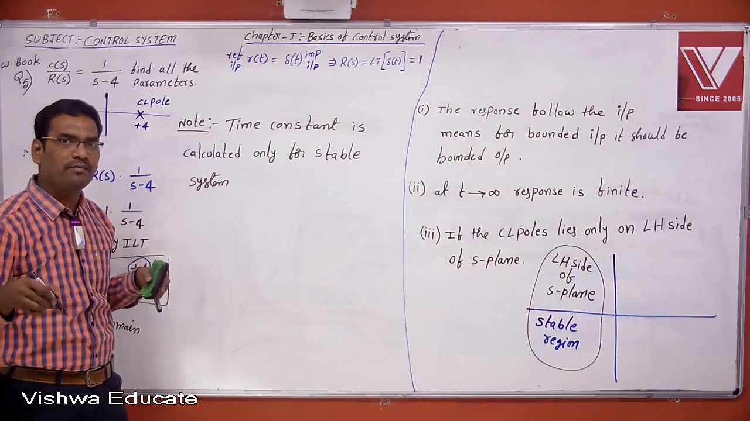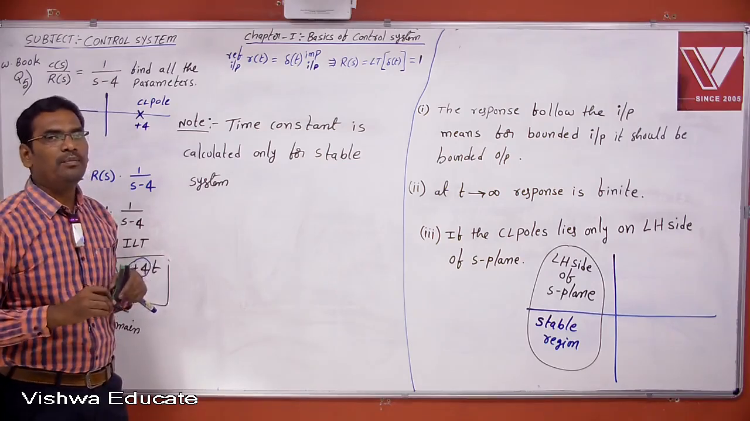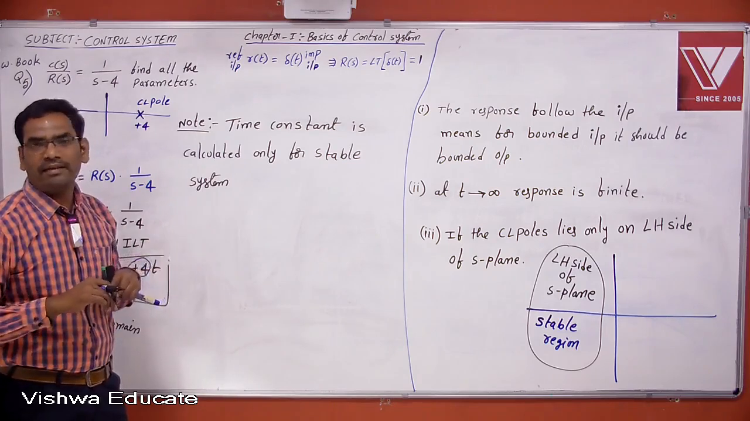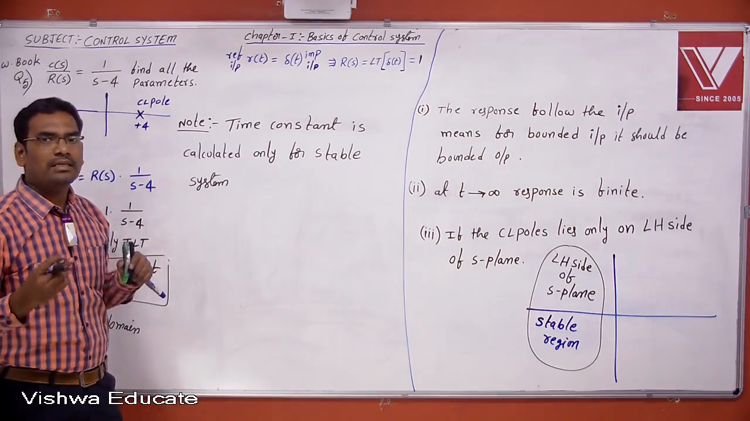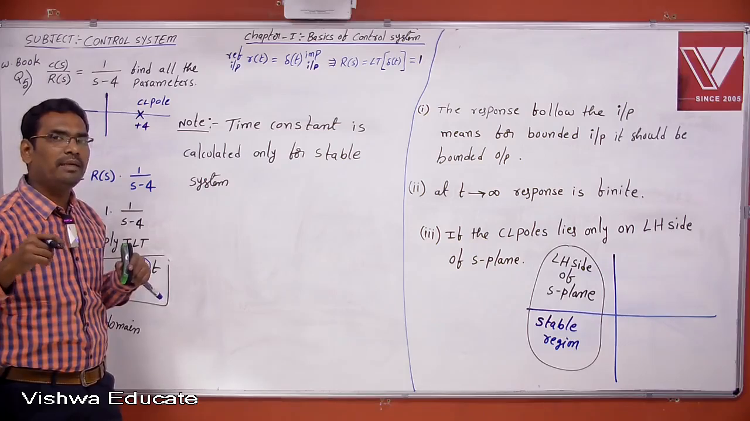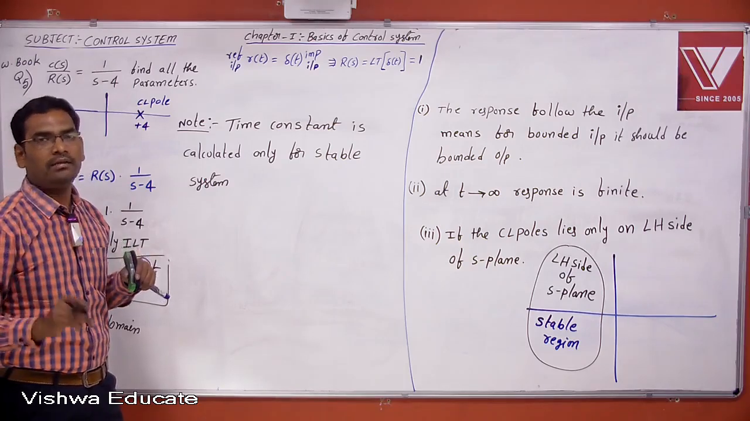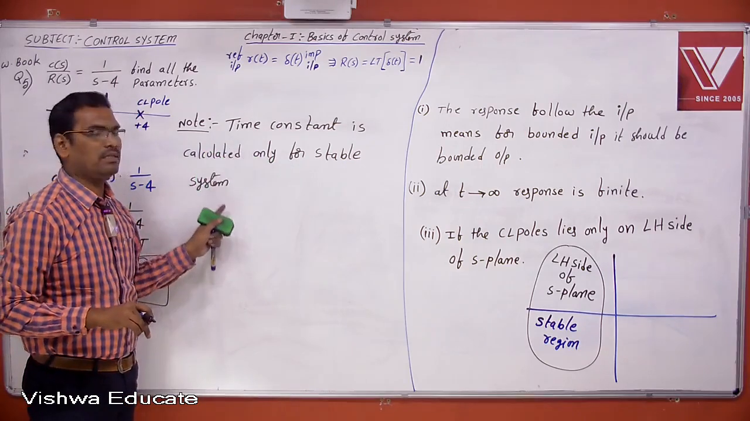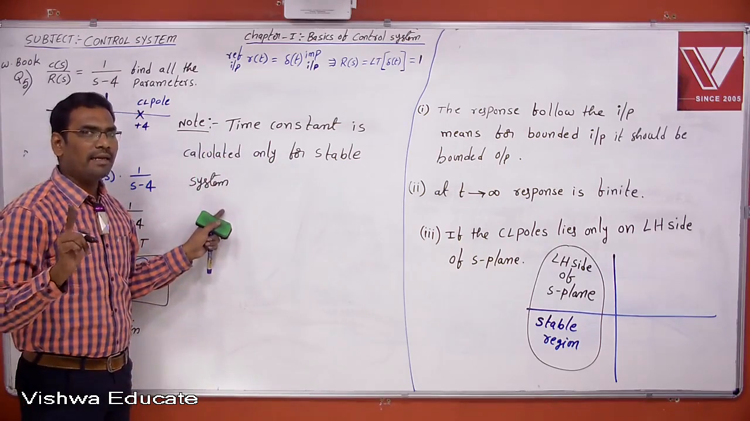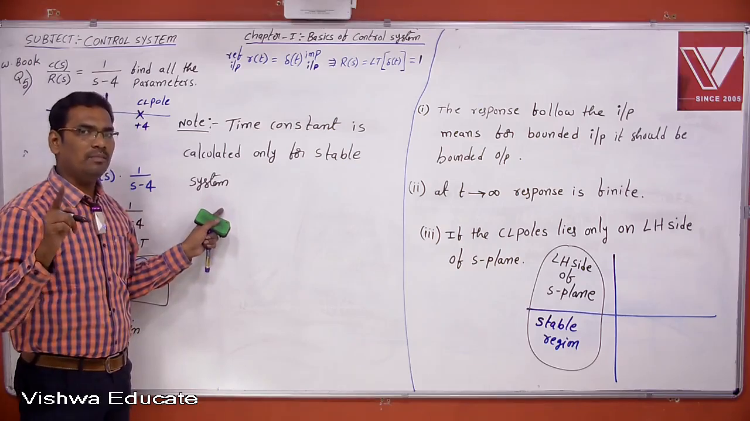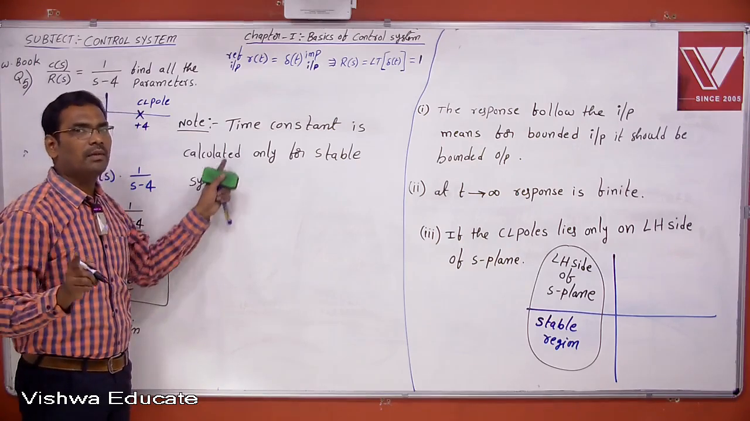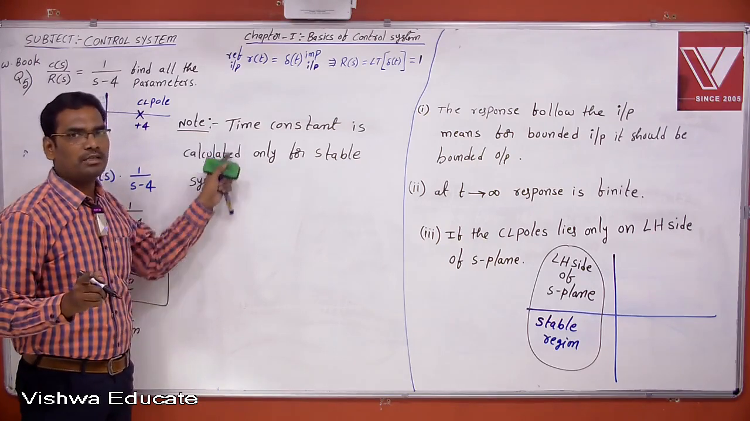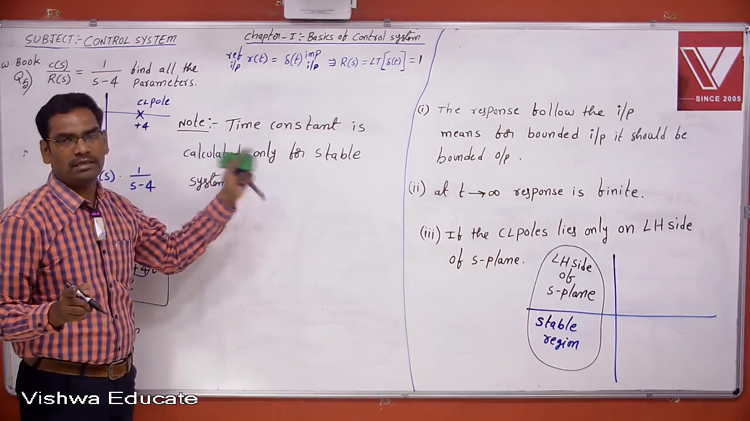In an unstable response, the response does not follow the input. The behavior does not follow the input, so we cannot find it for that particular system, because the system time constant is one of the system parameters that changes the behavior. Therefore, the system time constant is calculated only for stable systems. Therefore, don't find the time constant first. First you find the system stability. If it is a stable system, then you go for calculation of the system time constant. If it is an unstable system, there is no need of calculating the system time constant value.